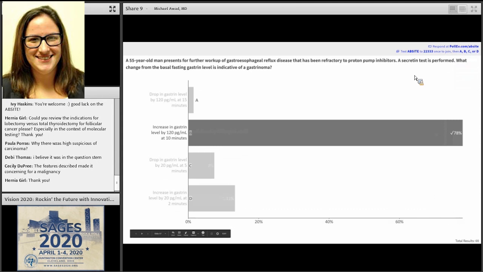Great. This is one of those you just have to know it questions. If it's a gastrinoma, a secretin test should make the gastrin level increase, not decrease, and it'll usually peak at about 10 minutes, and the number is 120.